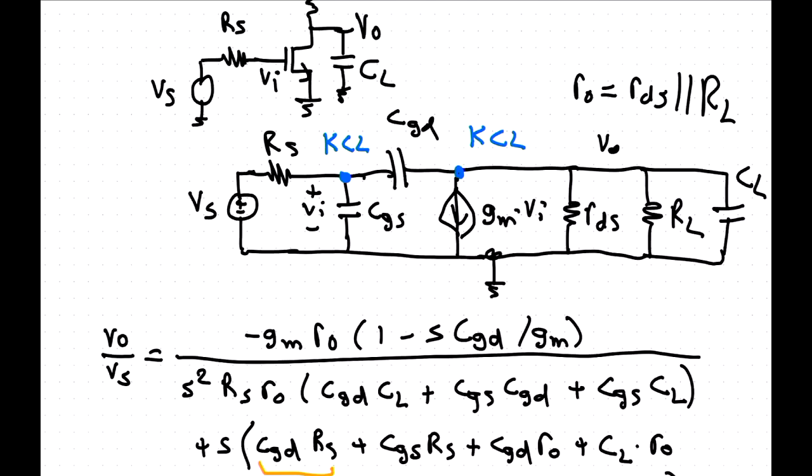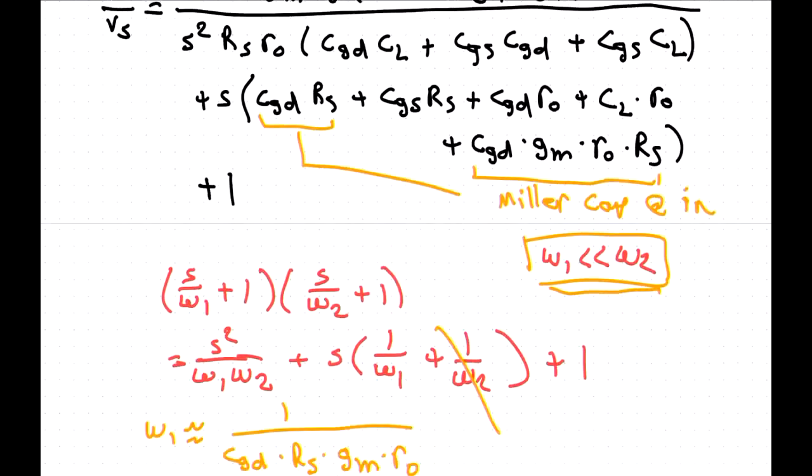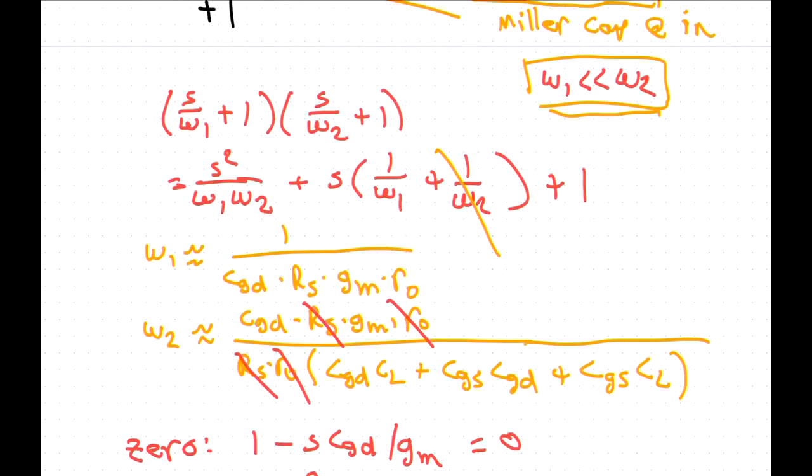And doing that, we have a couple of things. We can identify the right half plane zero. We can identify the dominant pole and the second order pole. The dominant pole is approximately the Miller pole, but not exactly.